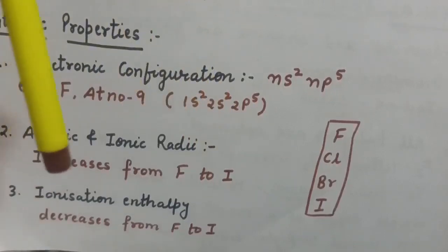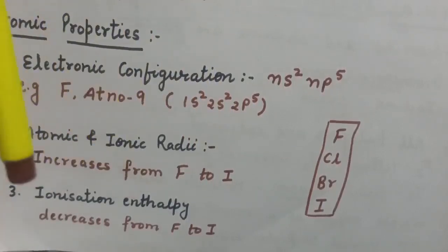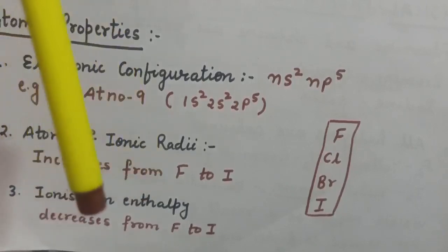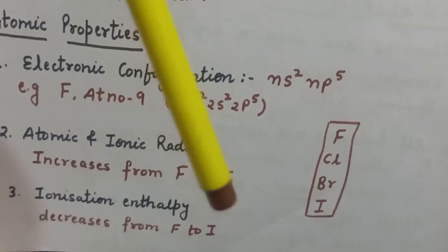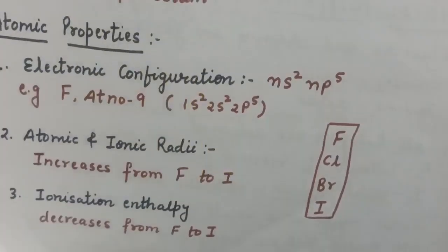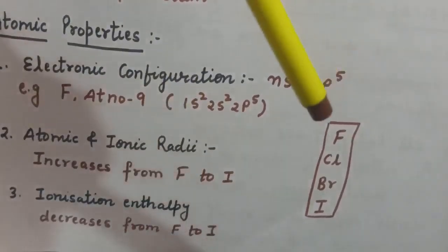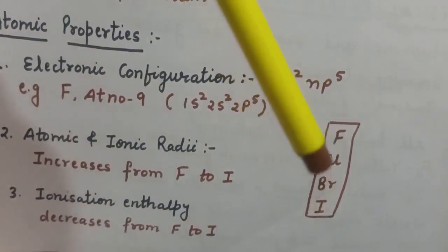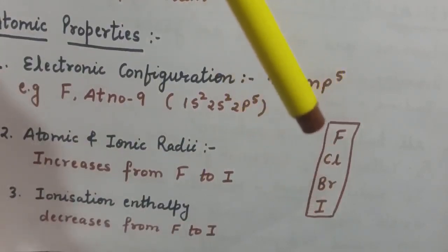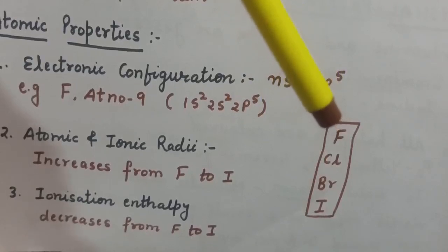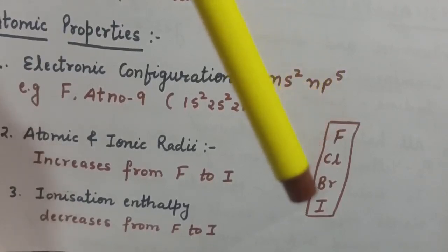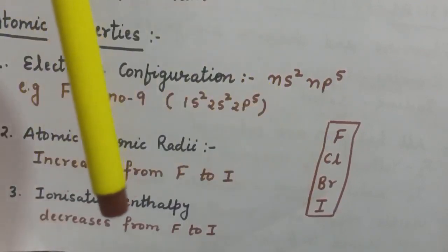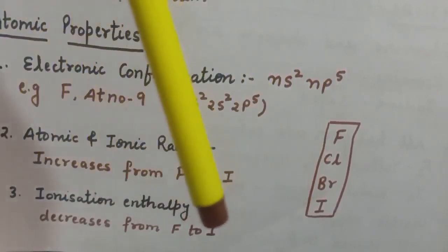Next property is ionization enthalpy, and the ionization enthalpy trend is that it decreases from fluorine to iodine. The reason is, when we move from fluorine to iodine, atomic size increases and therefore the force of attraction between the nucleus and the outermost shell electron decreases. And that is why the value of ionization enthalpy decreases from fluorine to iodine.